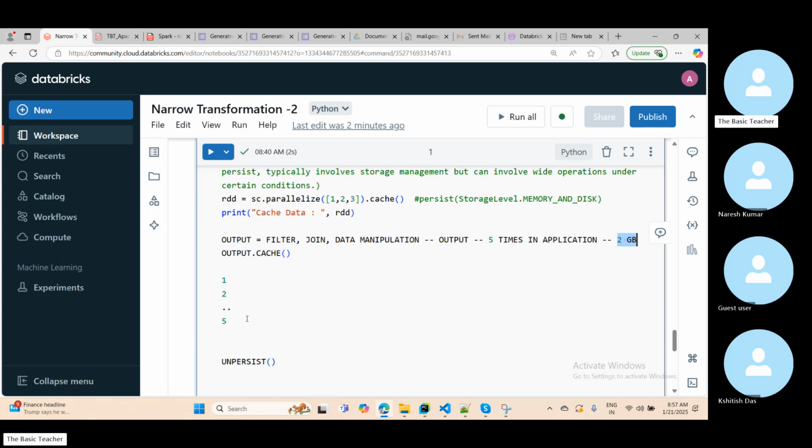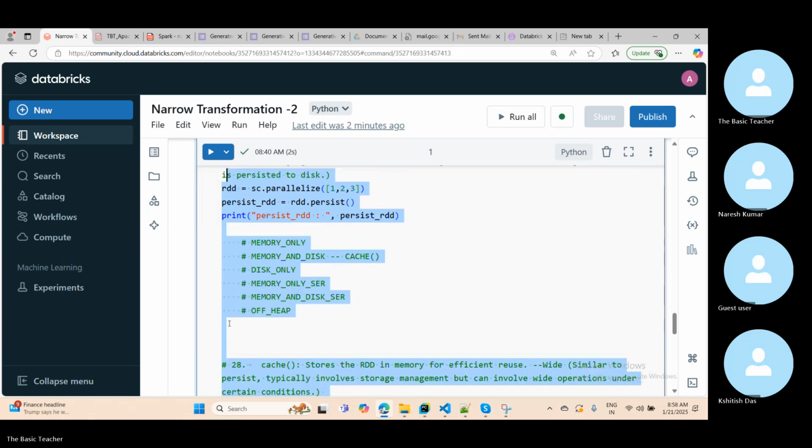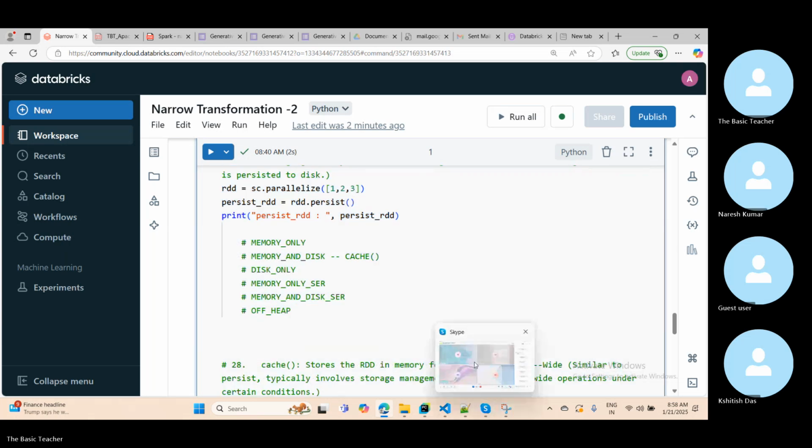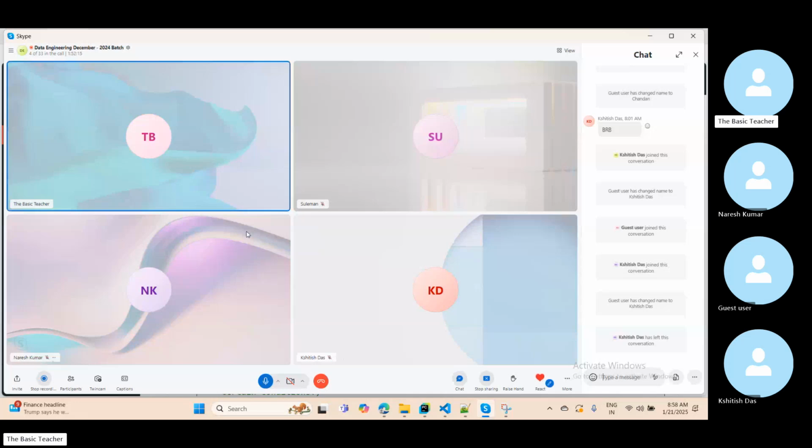Any question here? Anyway, this will be tomorrow's discussion also, cache and persist with some examples. Anyone has any question? No. Okay, then I will not share the exercise for persist and cache. Tomorrow I will share once we are done with that in detail. For the remaining one, I will be sharing the exercise. You can go with that.